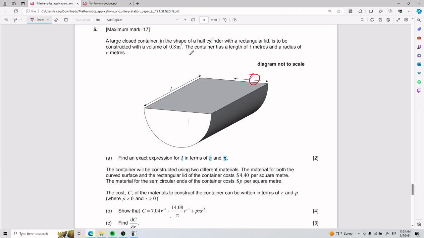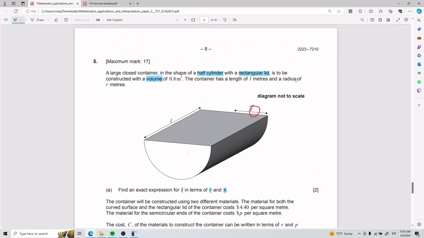So what is L? L is the length in meters. And I know some of you right now might be thinking, what the heck do I do? Well, what is the context of the problem? What are the keywords? Let's read it again. A large closed container in the shape of a half cylinder with a rectangular lid is to be constructed, volume of 0.8 meters cubed. Has a length of L, radius of R. So we have shapes and they give us the volume.